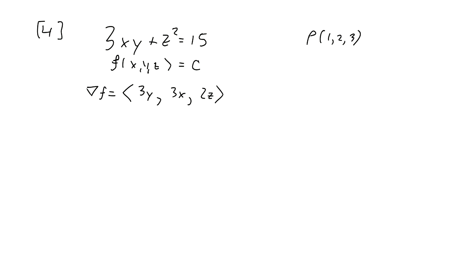If I want one specifically at the point P, then I'll take the gradient and I'll plug P in. Which means that I have to plug in 1 for x, 2 for y, and 3 for z. So y is 2, so that's 6 here. X is 1, that gives me 3, and z equals 3. So 6, 3, 6 is going to be a normal vector to the surface. So this is a normal vector.